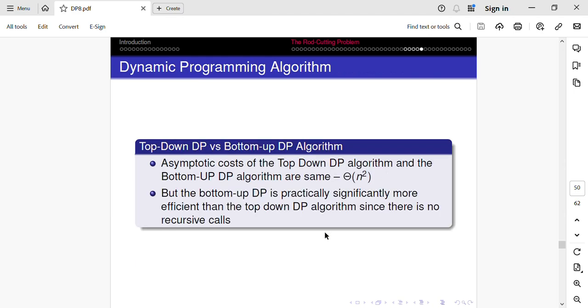But if we compare the top-down and the bottom-up DP algorithms, the asymptotic costs of the top-down DP algorithm and the bottom-up DP algorithm are the same, big theta of n square, but the bottom-up DP is practically significantly more efficient than the top-down DP algorithm, because there are no recursive calls and there is no stack that grows in size, and there is no possibility of stack overflow.